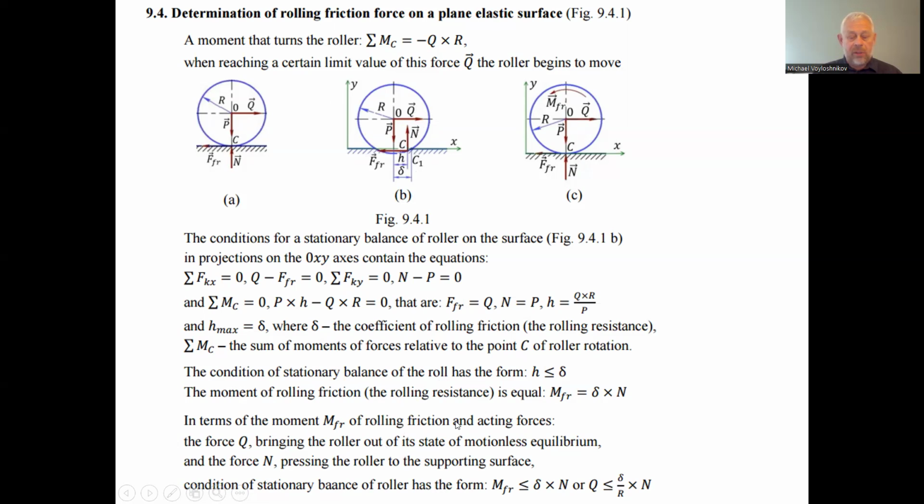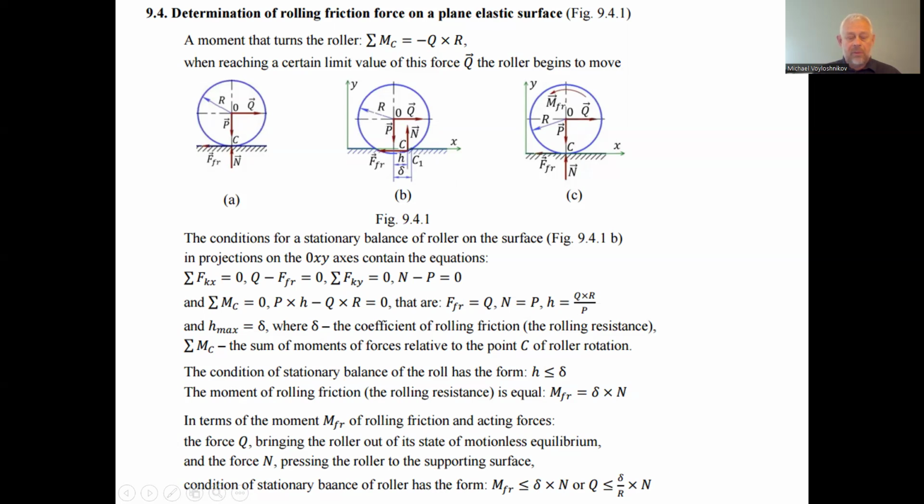The moment of rolling friction, the rolling resistance, is equal to delta, the maximal magnitude of the arm of the forces, delta, the same time the coefficient of the rolling friction, multiplied by the support reaction. If only the support reaction is for the wheel under its own weight, it could be equal to P, but sometimes we have other external forces, so the support reaction N could be other than the weight of the wheel.